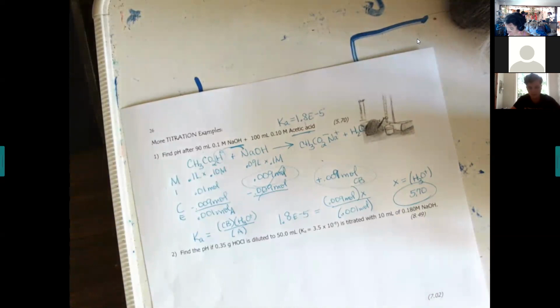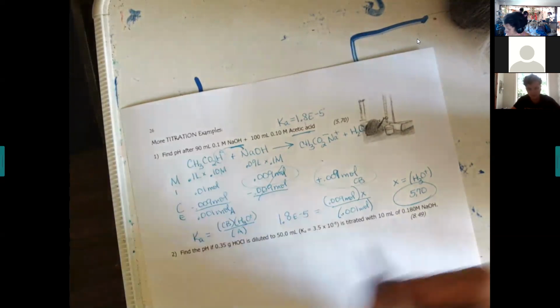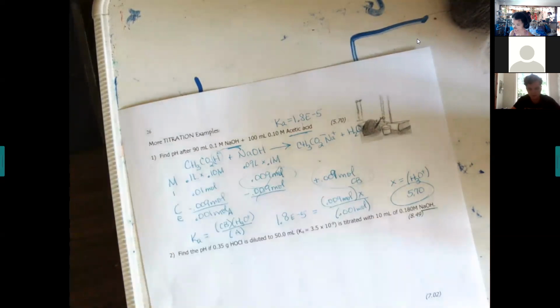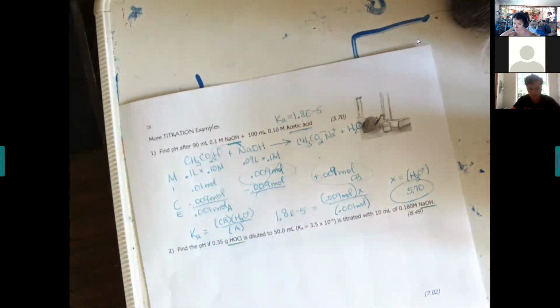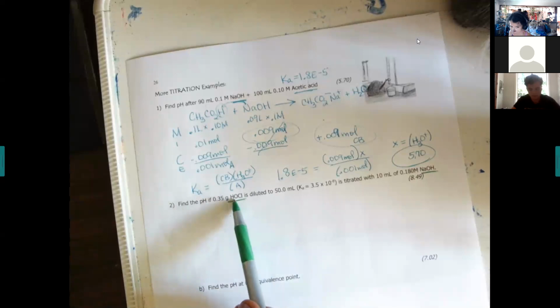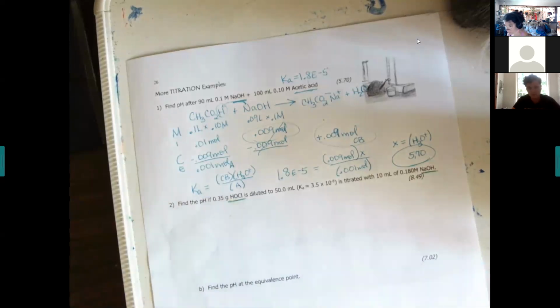So number 2. First thing, you can read through it. I see we're going to be adding NaOH to the HOCl. A question came up many years ago. A student got really irritated with me. He said, why is it written as HOCl instead of HClO? And they're the same thing. And he wanted to know why. I don't know why.